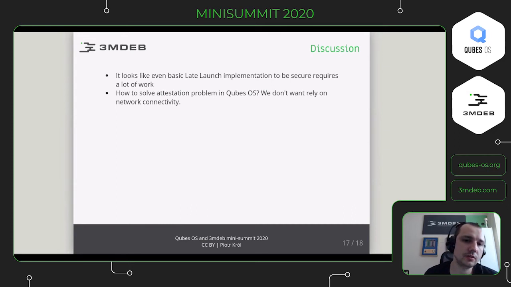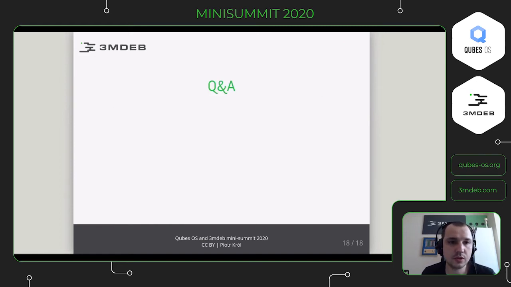Also, how can we do the attestation in Qubes OS? Of course, we don't want to rely on network connectivity, so maybe we should have a local measured attestation domain, as Daniel at some point suggested, or maybe we should have some additional hardware components that help us with that. That will also be interesting. Or what other ideas for late launch and early launch in systems like Qubes OS do you see? Okay, that would be it.